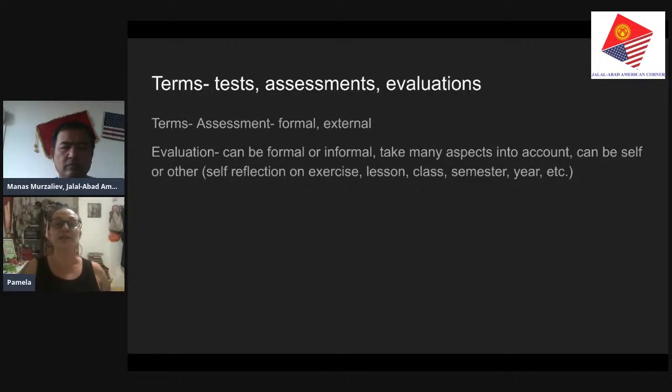And so this can be either self-reflection on something as small as one exercise in class. It can be the whole lesson. It can be the class that you're teaching. It can be an entire semester. It can be an entire year. It just depends on what you are looking to measure and judge at that point.